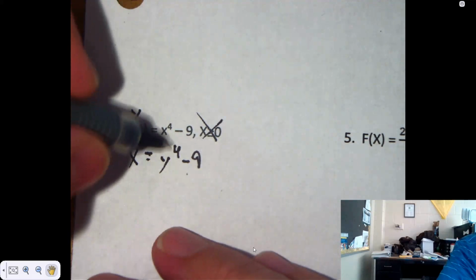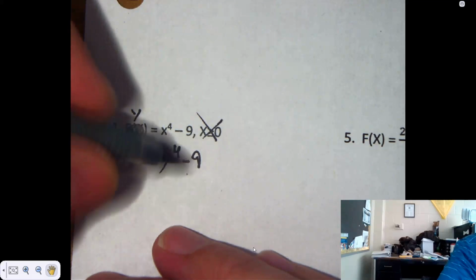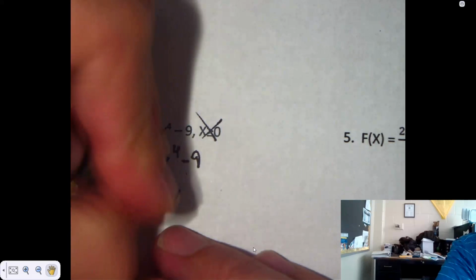Do not worry. Do not be the kid who tries to attack this fourth power. You can't change your brake pads without taking the wheel off first, so worry about it later. X plus 9 is y to the fourth.